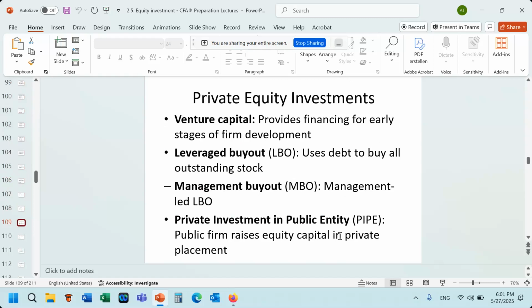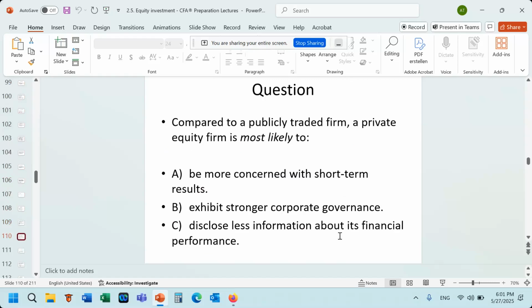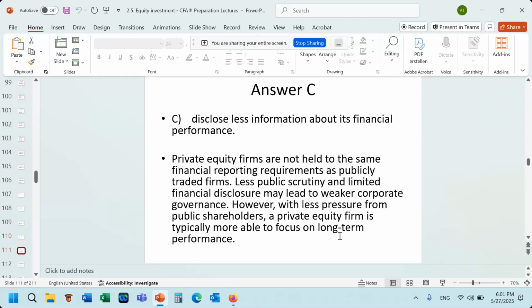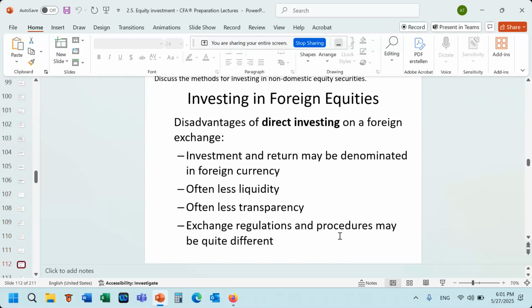PIPE is also something that may come in the exam. This is private investment in a public company. And essentially, when we were talking about the upstairs market of the French bourse, they usually do these PIPEs. They find a private individual to invest and buy a chunk of a company or a block of the shares. There are additional questions that address these issues, and they are in lecture notes. And of course, these would also be in our mock exam. These are all CFA questions.